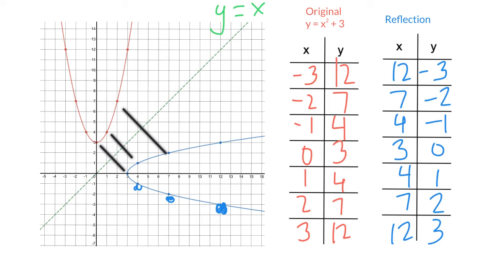The easiest thing to do when you are making a new graph that's a reflection over the line y equals x is just switch around the x and y values in the table. Let's look at another example.